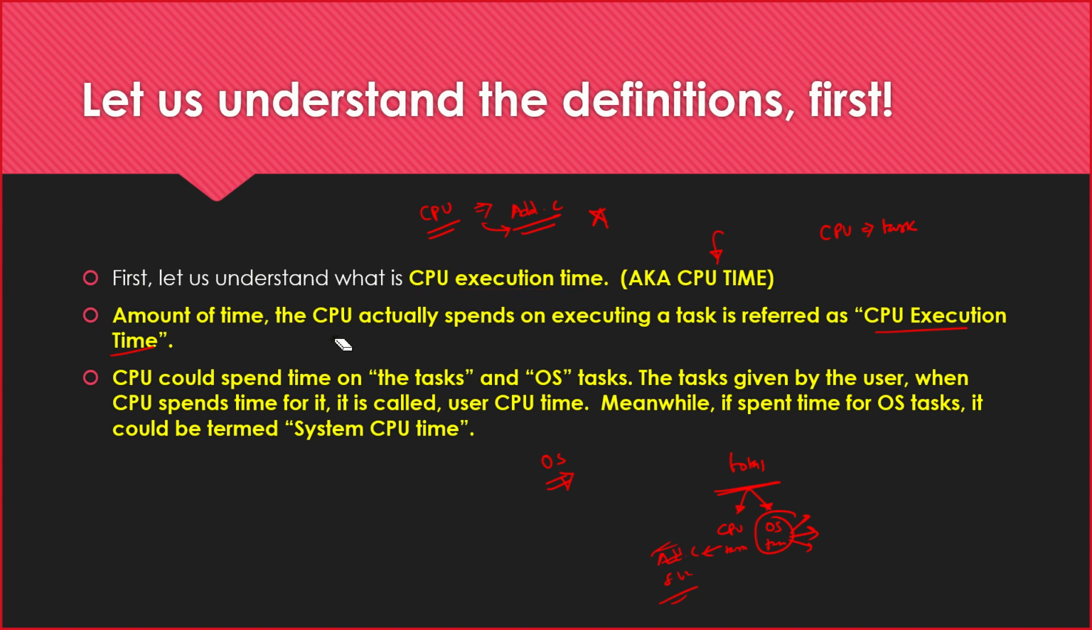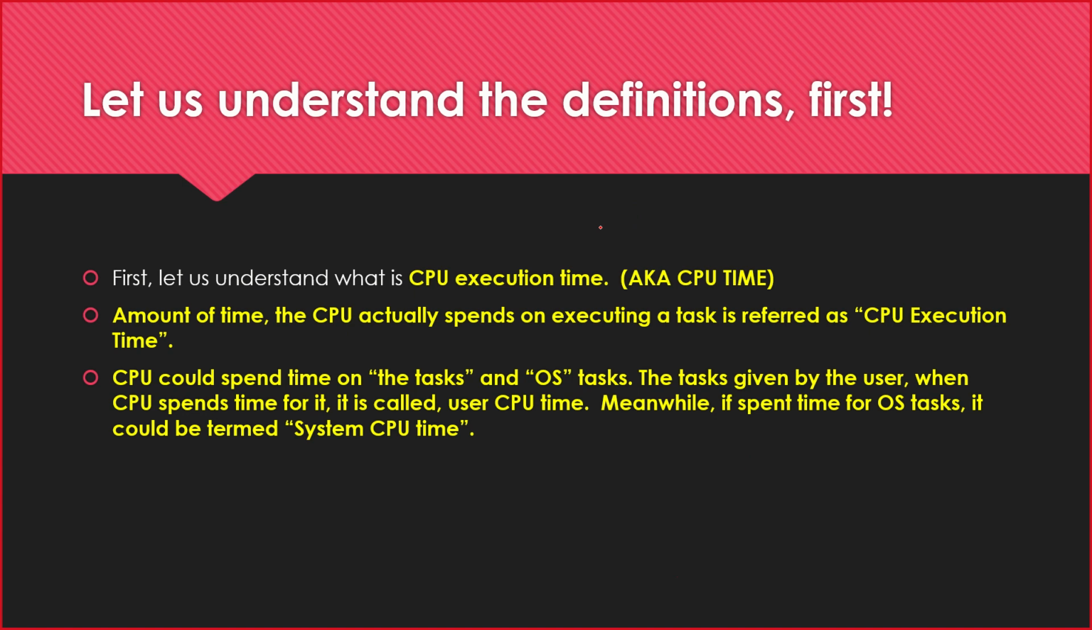The CPU execution time is nothing but the amount of time that the CPU spends on completing a particular task. Remember it. And the second point is the CPU not only runs your task, it also runs multiple operating system tasks in parallel for it to survive and to complete other things that are running in your machine that you may not be aware of, but the CPU still spends time there. The time that it spends on operating system related tasks is called system CPU time. Remember it, it's very important.